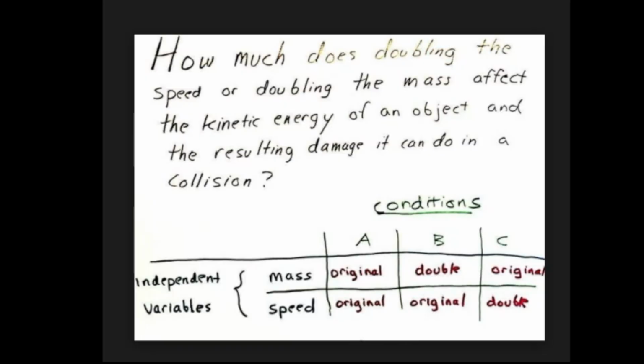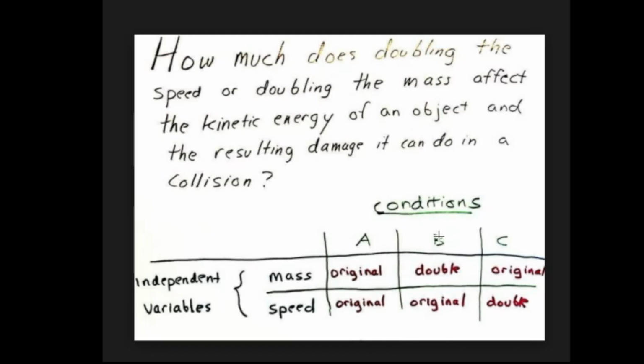And so you will see that we have 3 conditions. The first one is going to be our original mass, so the mass of the cart the way it is, and the original speed. So if you pull back 5 newtons, what's that speed? How far did it travel? How fast did it get there? We're going to then calculate the speed for our original numbers.